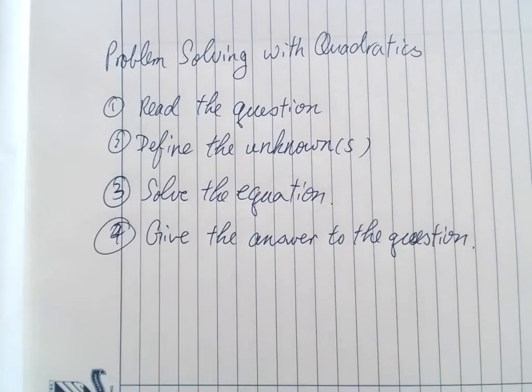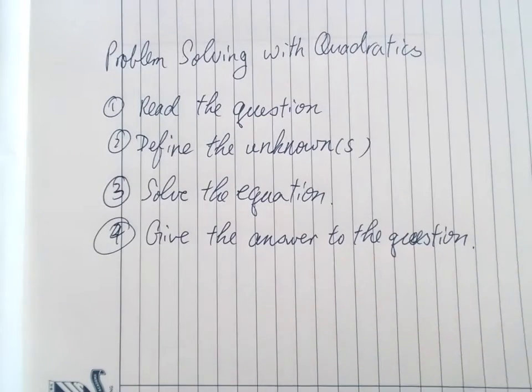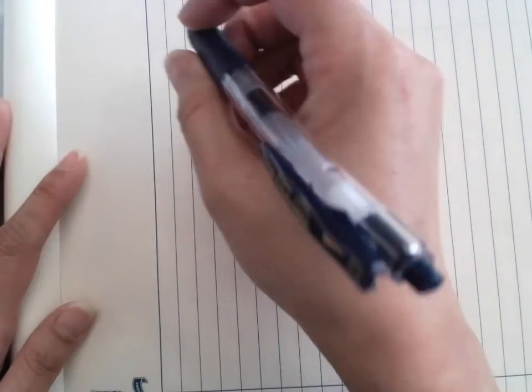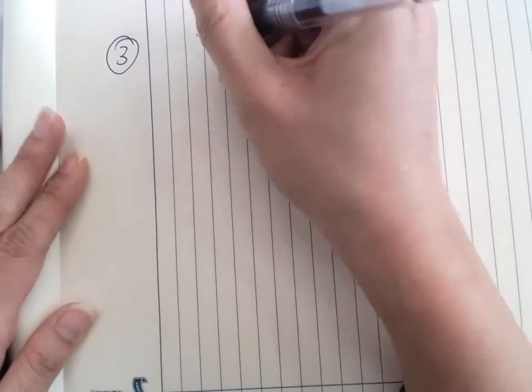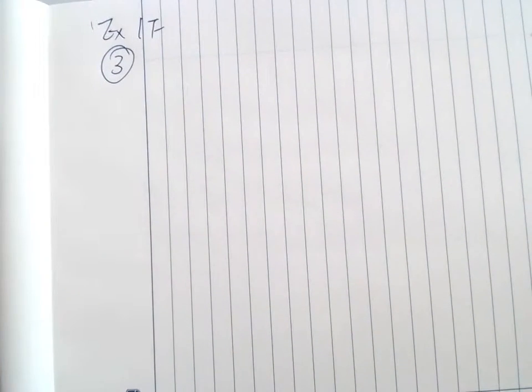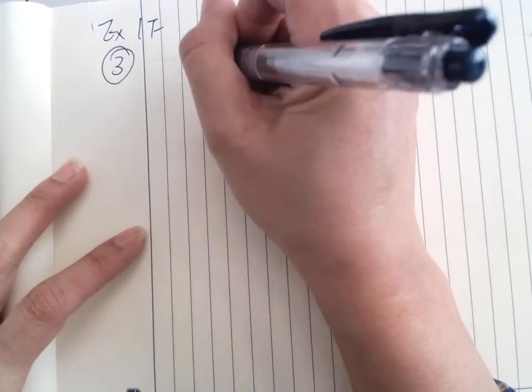However, when you give the answer to the question, you also need to think about which one is suitable for your question and reject the one that is not needed. Say, for example, I take one of the textbook questions, like exercise 1F, number 3. Number 3 is about the sum of a natural number and its square is 210. Find the number.